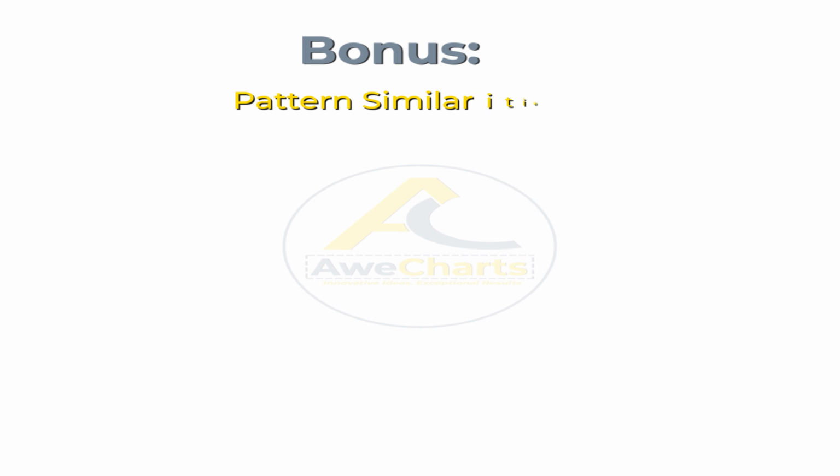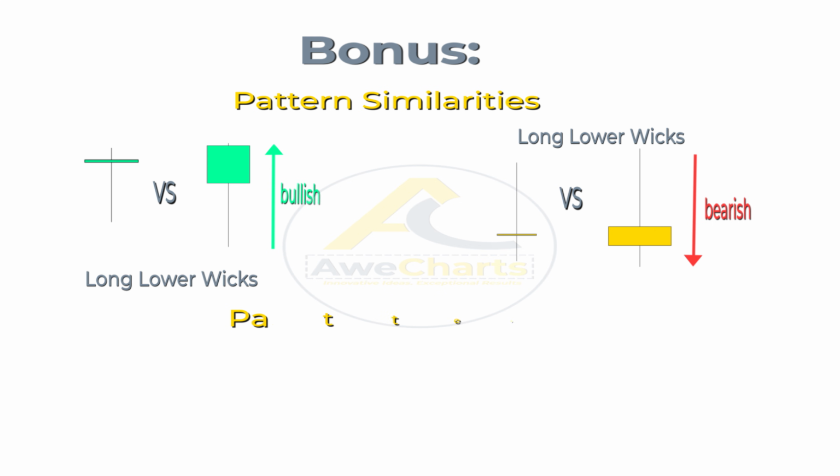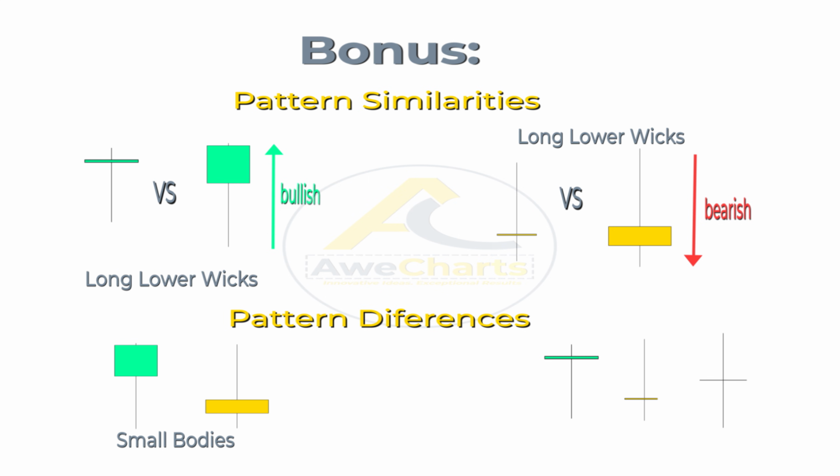Bonus tips. Pattern similarities. Dragonfly doji versus hammer. Both have long lower wicks, signaling reversals from the bottom. Gravestone doji versus shooting star. Both have long upper wicks, showing rejection from the top. The main difference is the body. Hammer and shooting stars have small bodies. Doji have nearly no body at all.